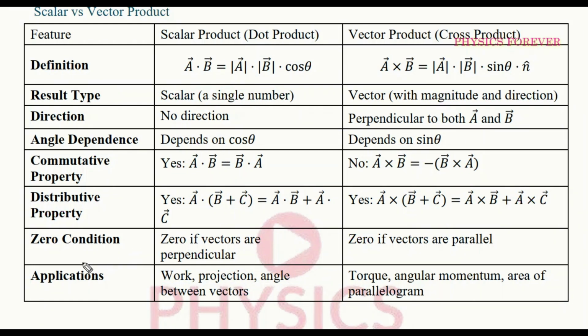Okay. Next, the zero condition. In scalar, zero means the vectors are perpendicular. So most important. When the scalar product is zero, the vectors are perpendicular. In the vector product, when it is zero, the vectors are parallel. This is most important. Okay. Then what are the applications for scalar? It should be finding work, projection, and angle between vectors. Similarly for the vector product, we find torque, angular momentum, and area of parallelogram. So these are all the similarities and distinctions between the scalar and vector product.